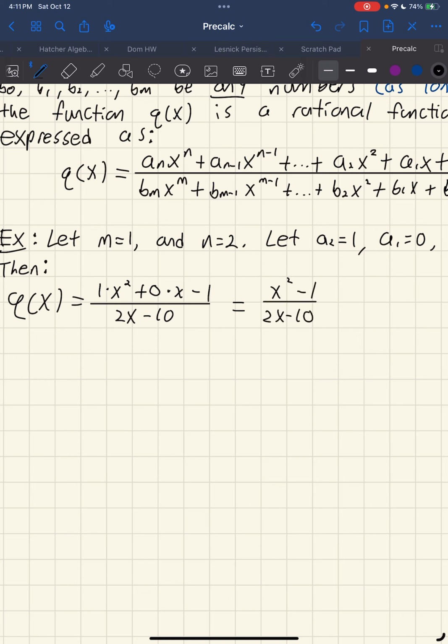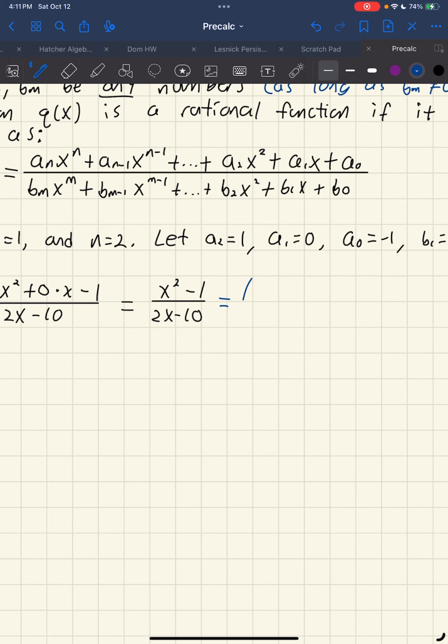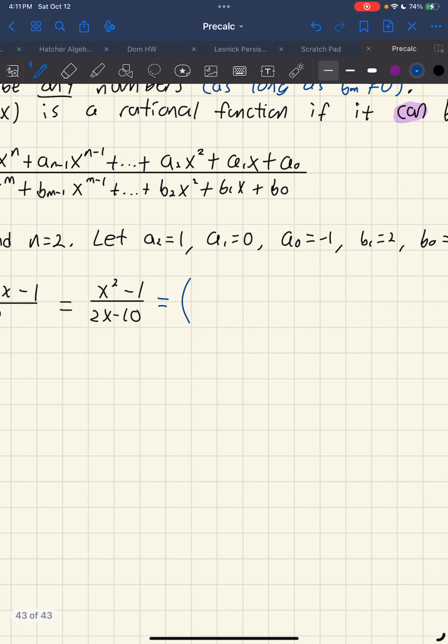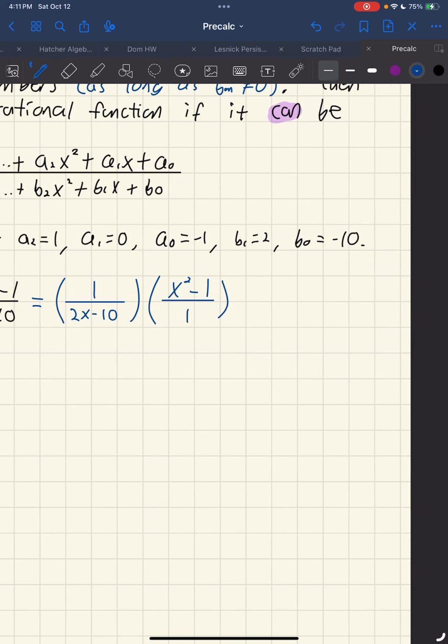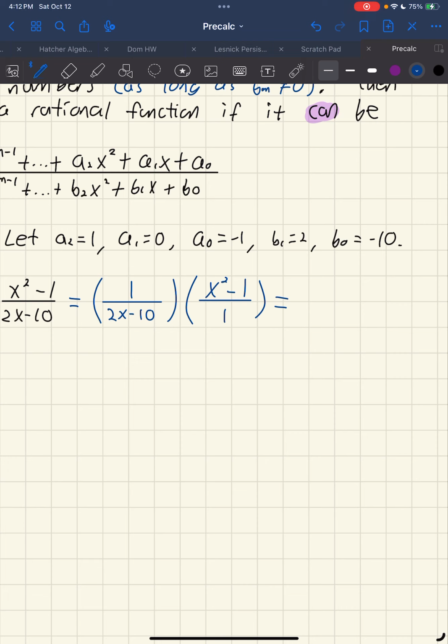So in this example, that is what our function is. X squared minus 1 over 2x minus 10. Now, how I could represent this fraction, if all of you were keeping up with what I went over the first week when I went over fraction rules, this is the same as saying I can split this guy into 2x minus 10 dividing 1 times x squared minus 1 over 1. Now, anything divided by 1 is just itself. So this is the same as 1 over 2x minus 10 times x squared minus 1.